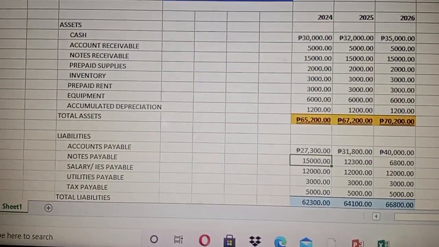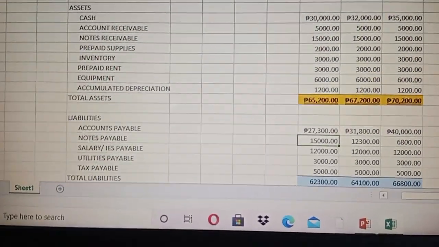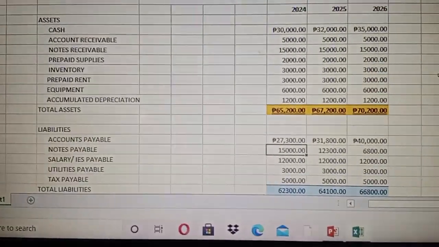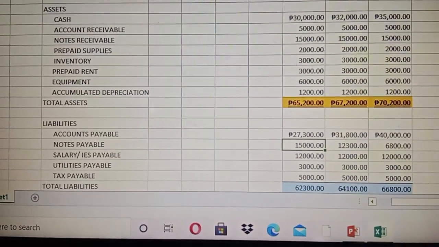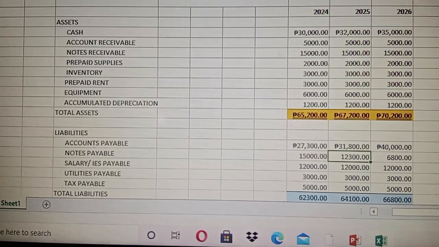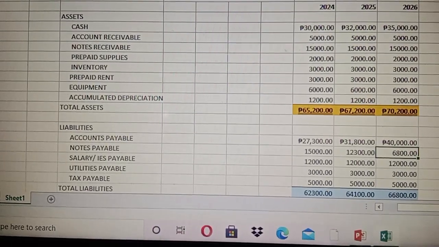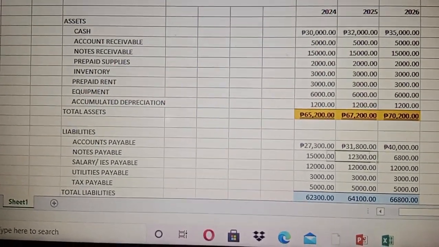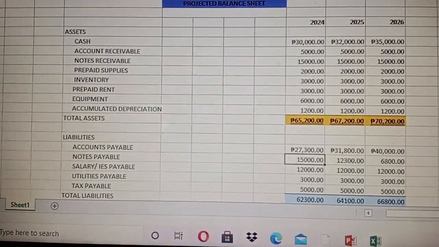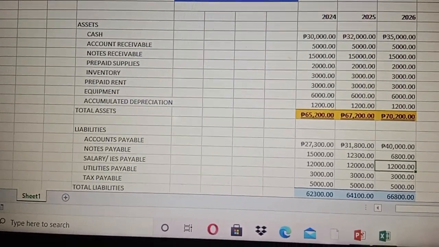And then another one is the notes payable. You borrow an amount of money from the bank with an agreement that you're going to pay it monthly or in installments, but this is a total of 15,000 pesos in the first year, and then 12,300 the second year, and 6,800 the third year. You will notice that it is decreasing from the first year going to the next, because if it is 5 years to pay, automatically it will lessen as the years go by.